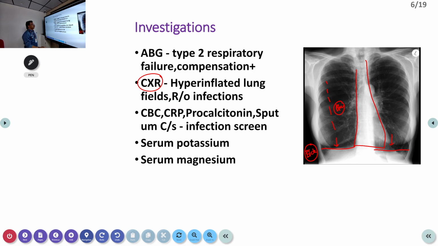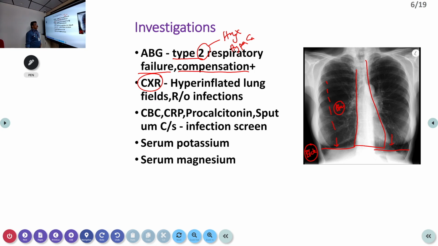Now ABG shows type 2 respiratory failure. We all know what type 2 respiratory failure is. This is hypoxemia with hypercarbia. Carbon dioxide is also increased, oxygen is reduced. Type 1 is hypoxia alone, type 2 is hypoxemia with hypercarbia. And pH will be reduced, acidosis, respiratory acidosis. Then compensation occurs, bicarbonate change will occur.